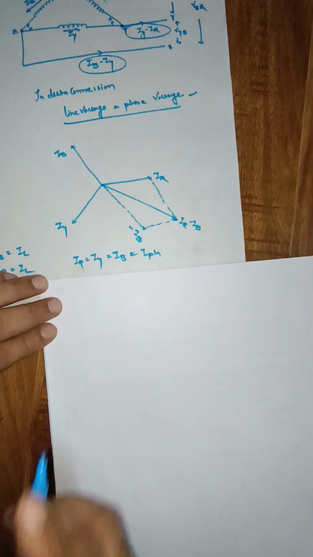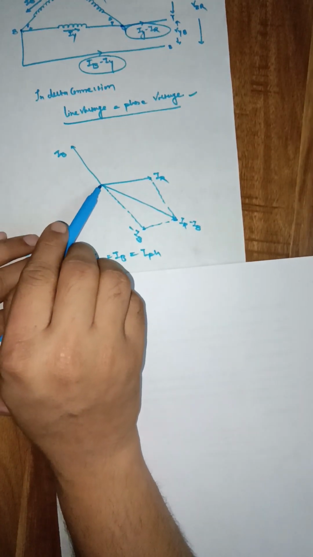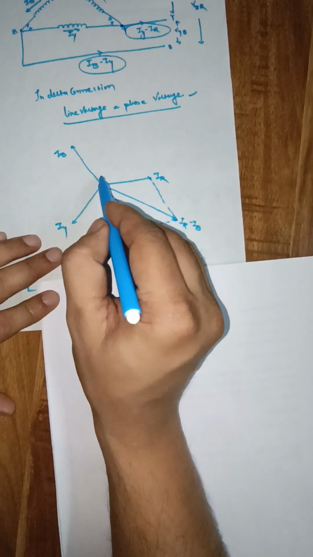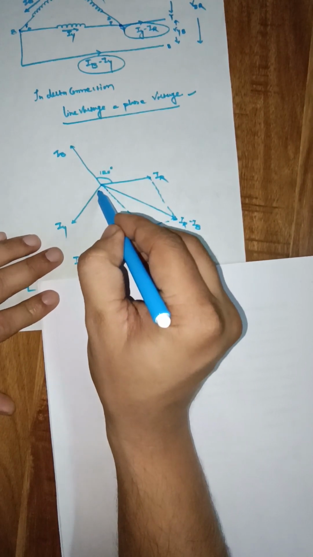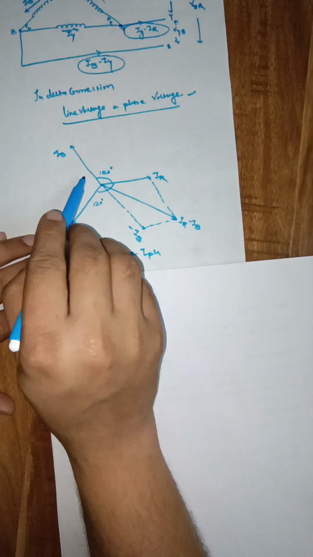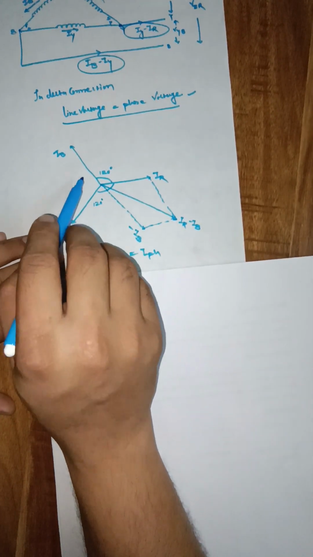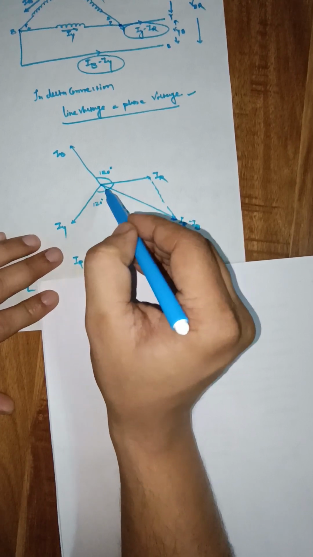Look, here one thing can be noted, that the difference between these two currents is 120 degree. Here this whole angle was 120 degree. So when I will draw this IB in the opposite direction, then it will be in the middle of this IR and IY.